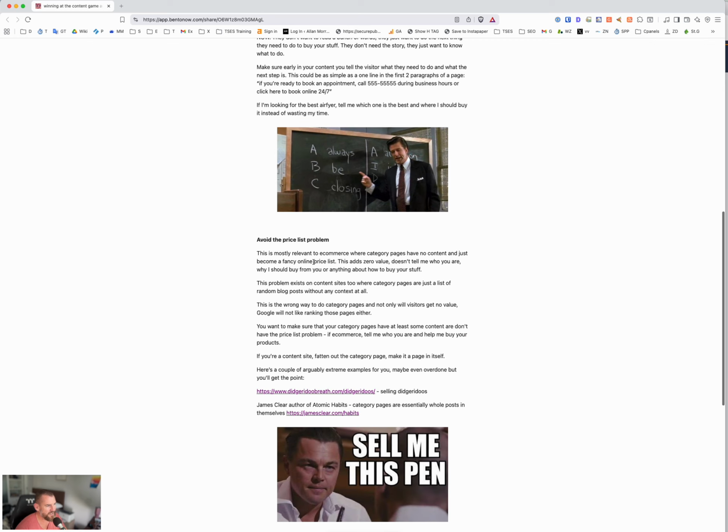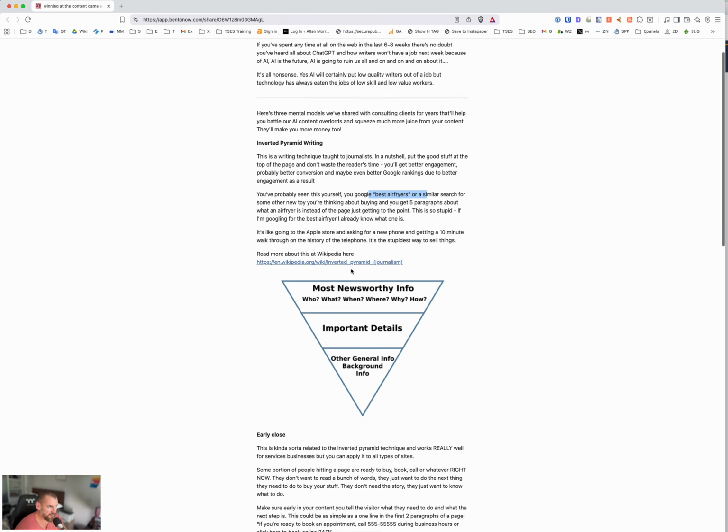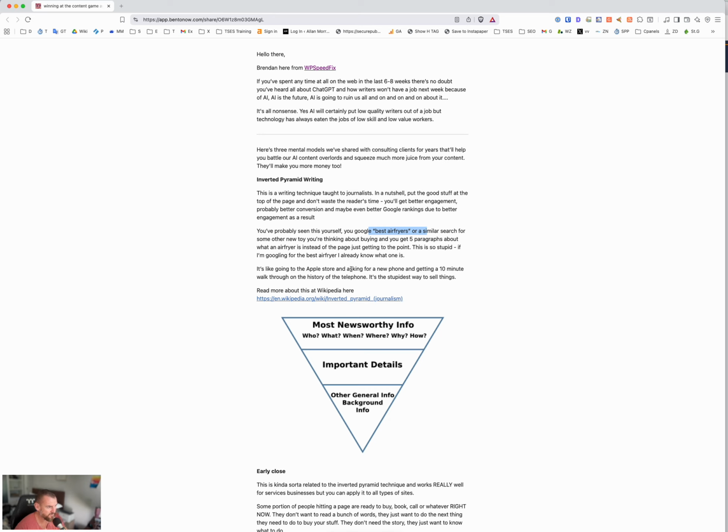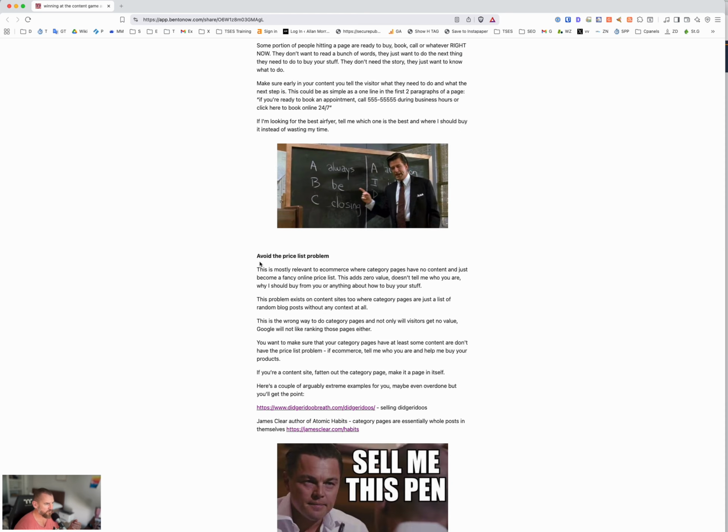And these other two mental models we talked about in the last couple of videos, the early close and the price list problem, are essentially that same idea, but practical applications of it. In the early close, the customer wants to do whatever they need to do to book or buy, or the next step in the sales process. So that's what the early close is about: getting them to do that, telling them how to do that. And the price list problem is a similar thing where people want to buy products, but they need to understand how to buy from you. So that's another practical application of the inverted pyramid there.